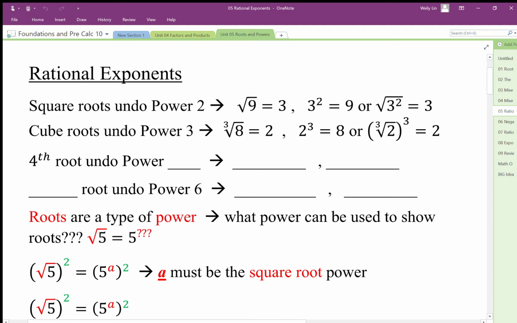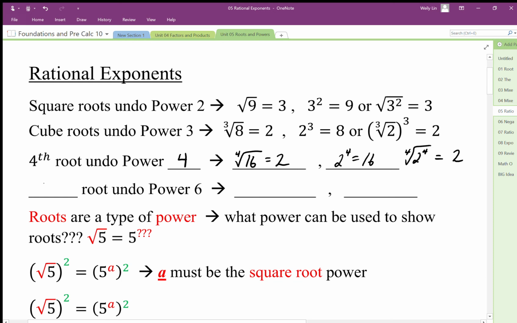So in general, we can say that a fourth root undoes powers of 4. For example, we can have the fourth root of 16. That's going to be equal to 2. And we can show that 2 to the power of 4 equals 16. And we know that that power of 4 can be undone by a fourth root.